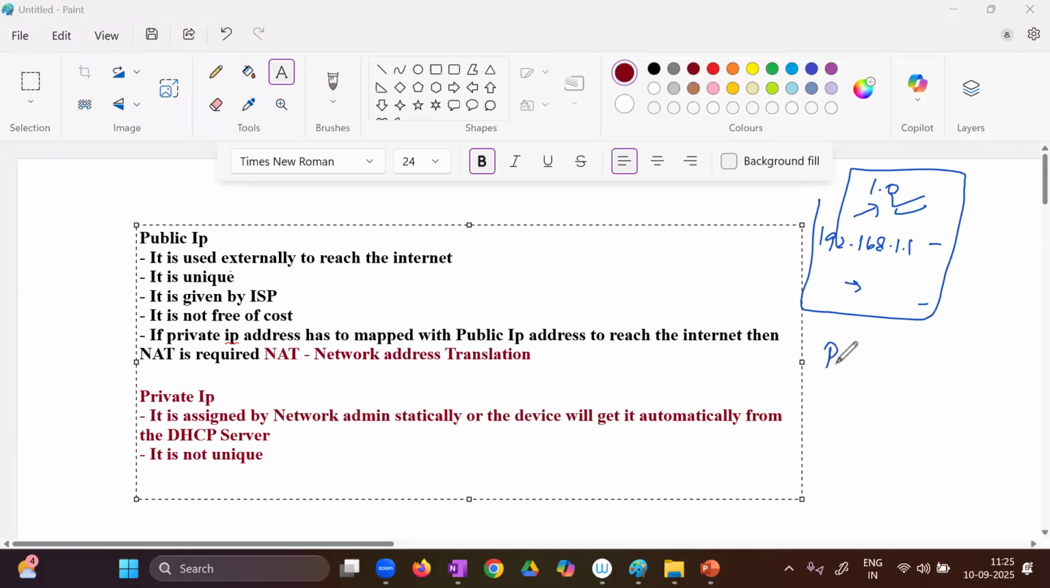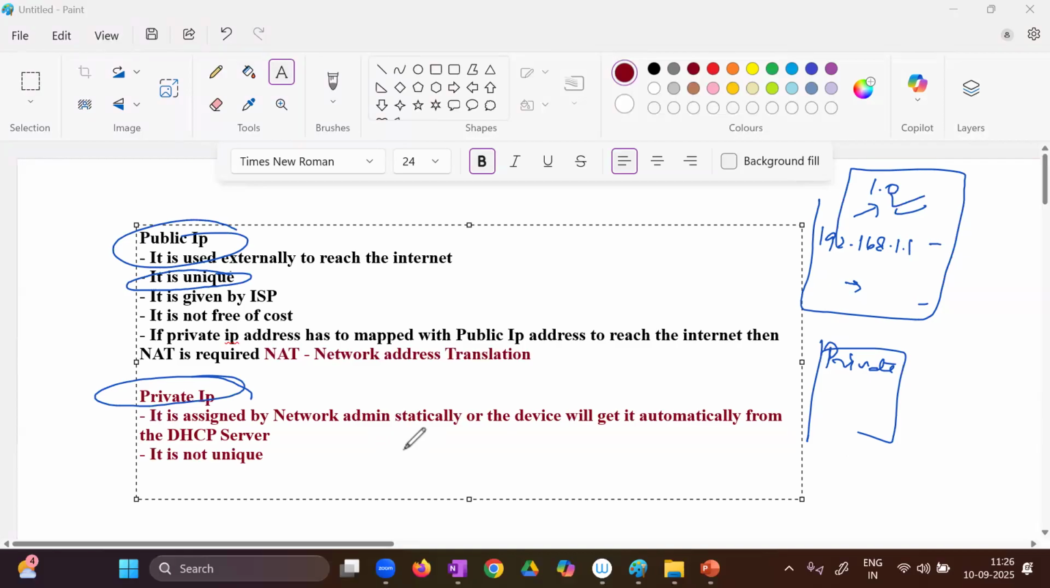Why? Because this is private. If anything is private, it means it is personal, right? They have their own choice. But when you have to communicate with the outside world, what is required? Public. And it is unique. So private is not mandatory to be unique.